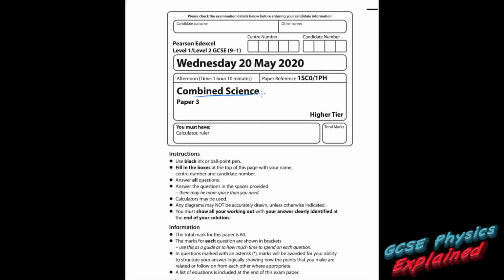This is Combined Science Paper 3, which basically means it's Physics Paper 1, and it's the higher tier. You'll get 1 hour and 10 minutes, and the test is worth 60 marks. And this is the 2020 paper.